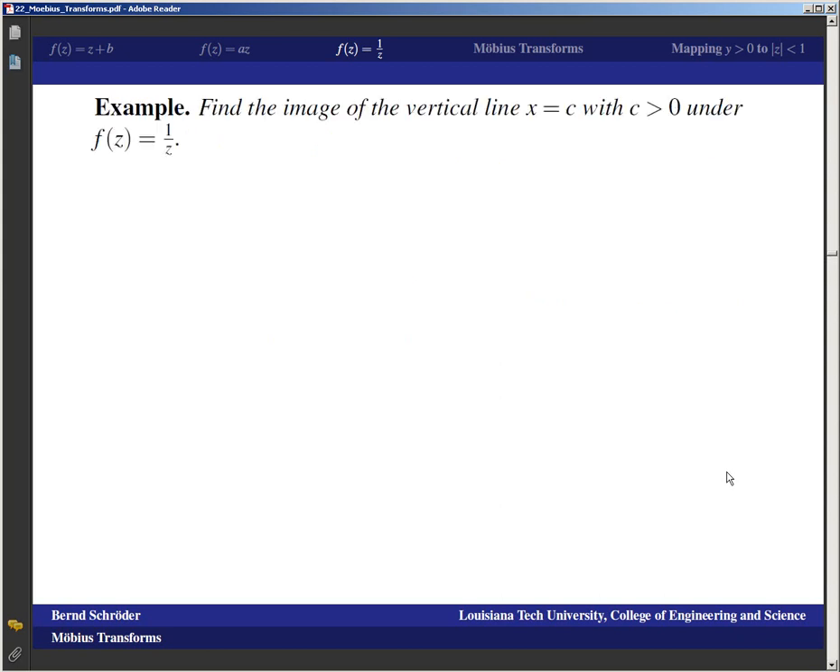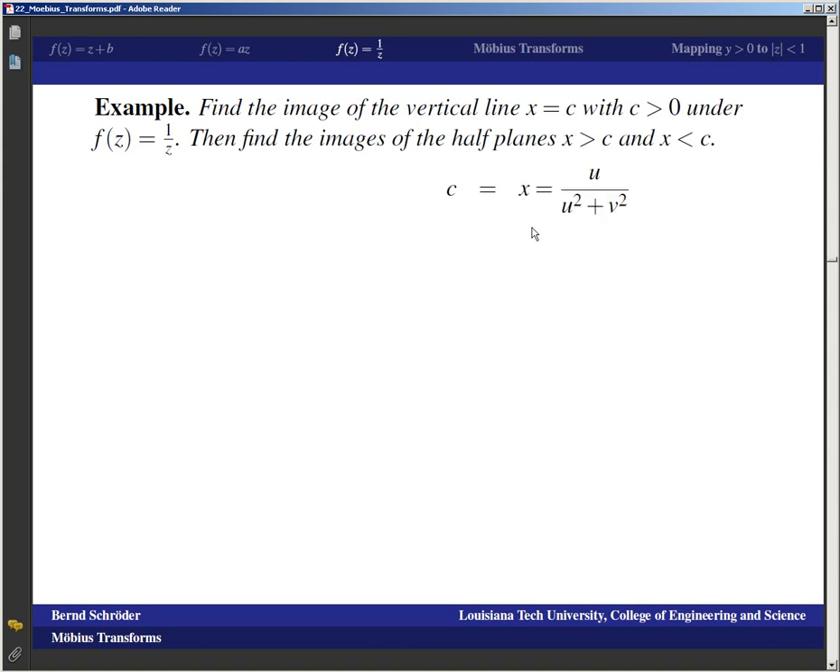Okay, let's take a look at an example for f of z equals 1 over z. If we want to find, for example, the image of the vertical line x equals c, with c greater than 0, under the function f of z equals 1 over z, and if we then also want to find the images of the half planes x greater than c and x smaller than c, well, what do we do?